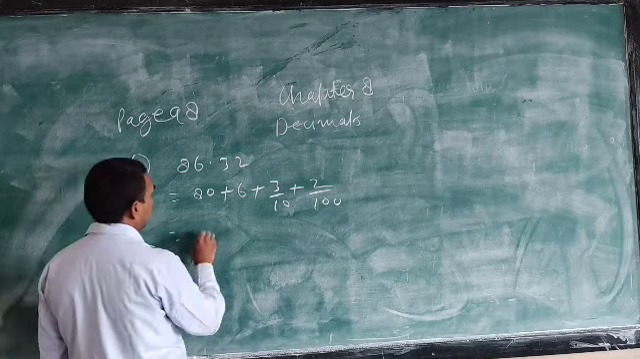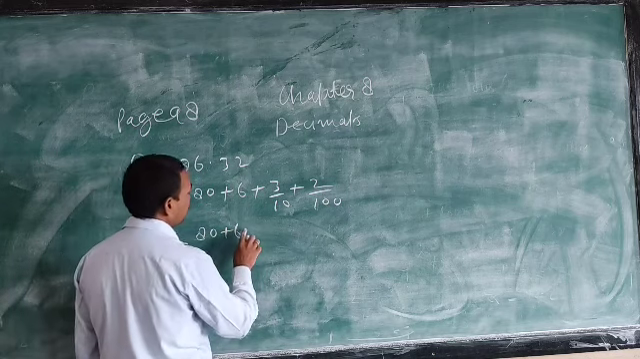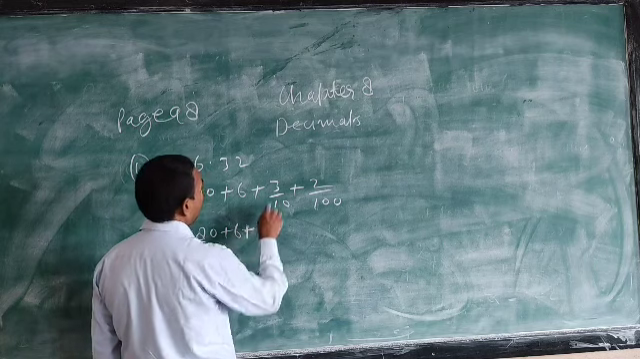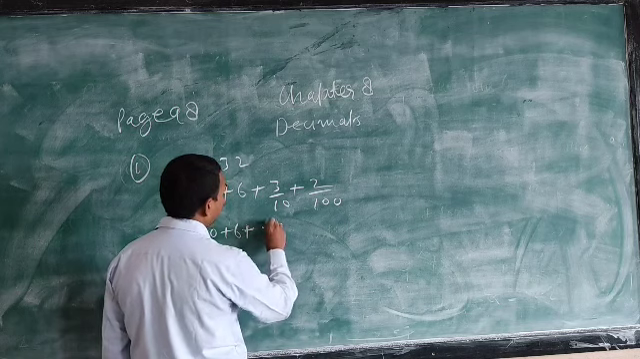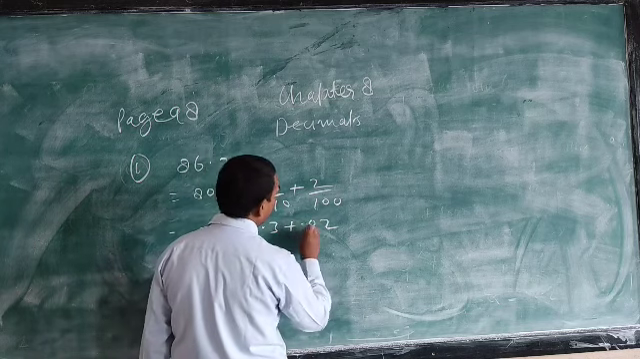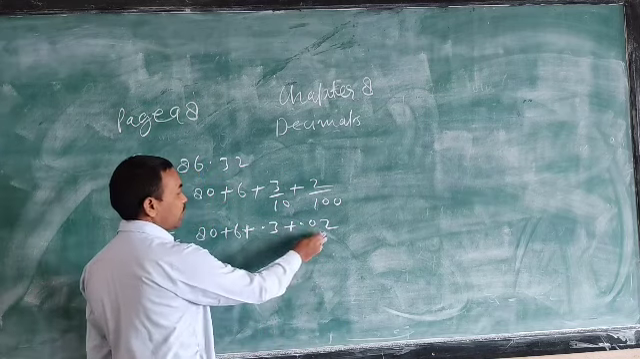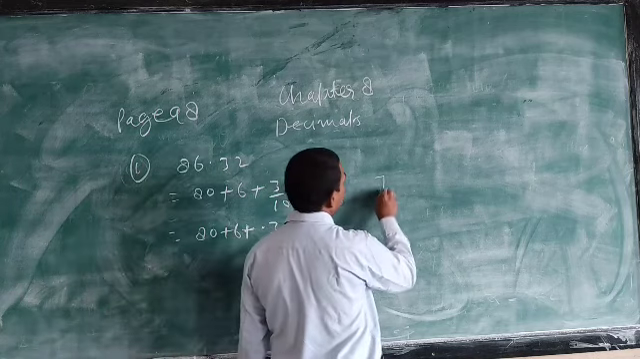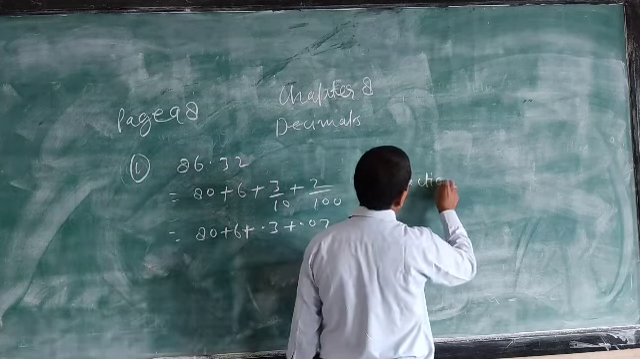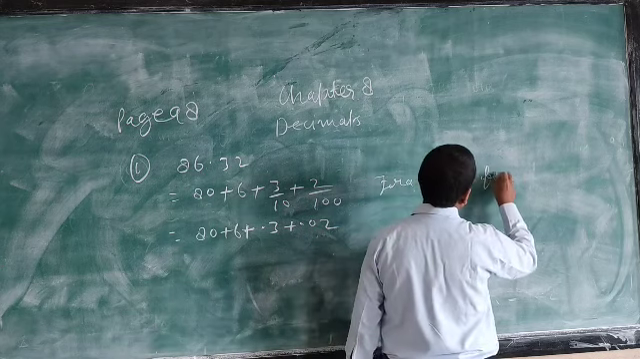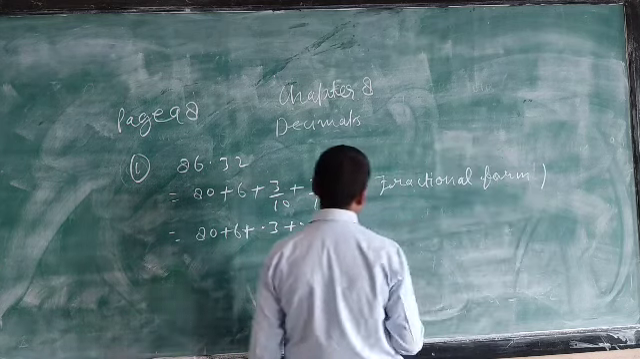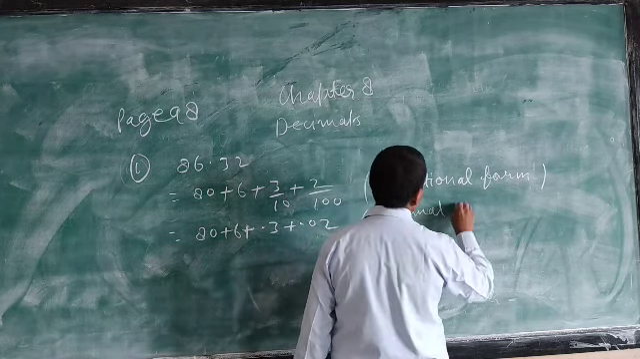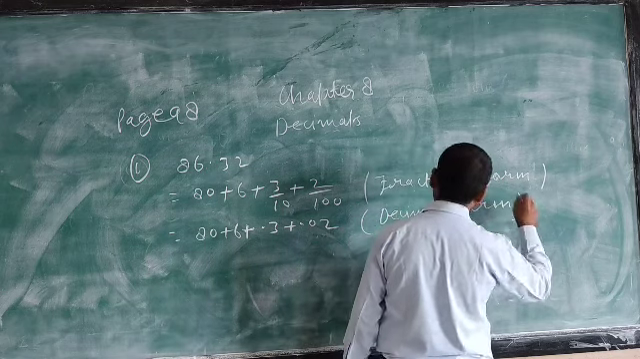And this again asks to write in decimal form: 80 plus 6 plus 0.3 and this is 0.02. This is the hundredths place, so after the point this number should be in the second place. So this was fractional form, and this is known as decimal form.